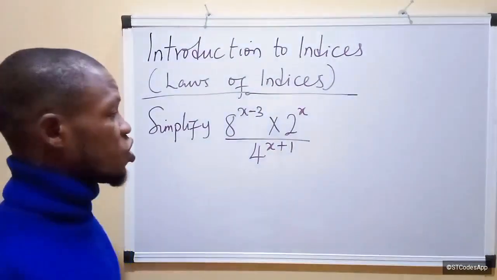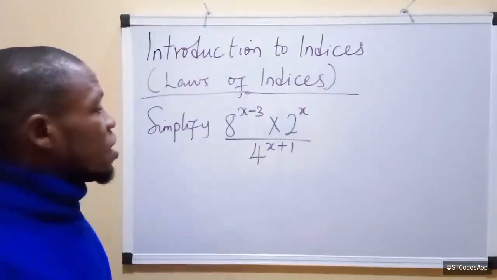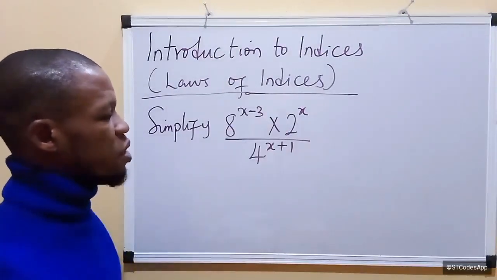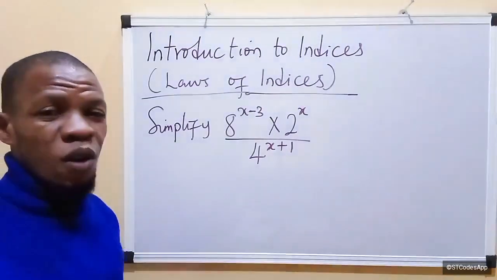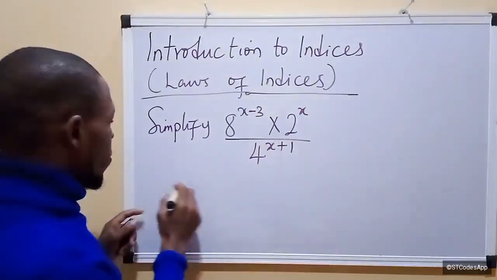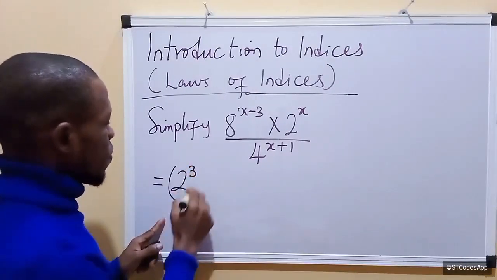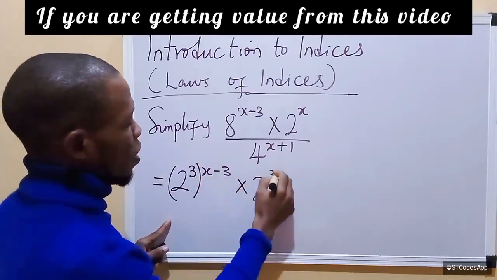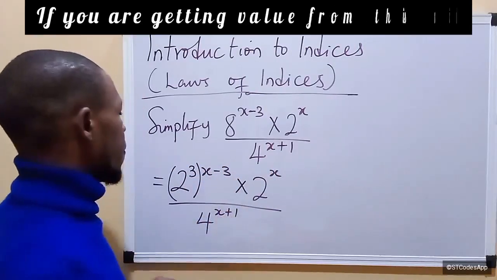Now according to the law of multiplication, we say if the bases of the quantities are the same, then the powers can be added. But here, 8 and 2, which are the bases of these two different terms in the numerator, are not the same. So what do we do? We think of a way to make the bases the same so that the law can apply. 8 is the same as 2 times 2 times 2, which is 2 raised to the power 3. So by application of that, I'm going to have 2 raised to the power 3 x minus 3 times 2 raised to the power x all over 4 raised to the power x plus 1.